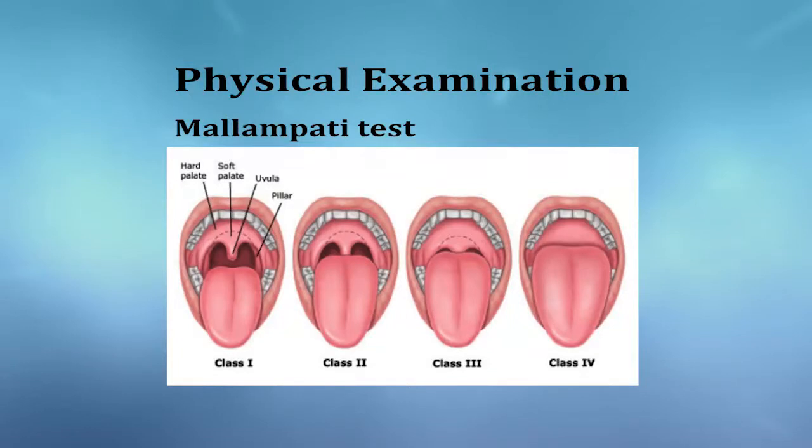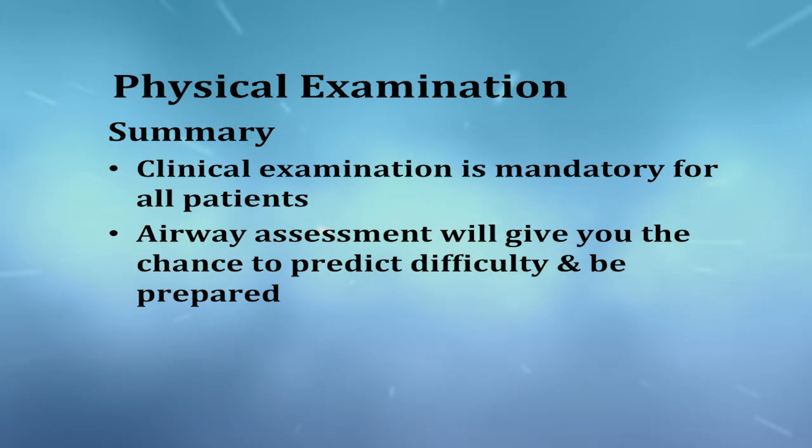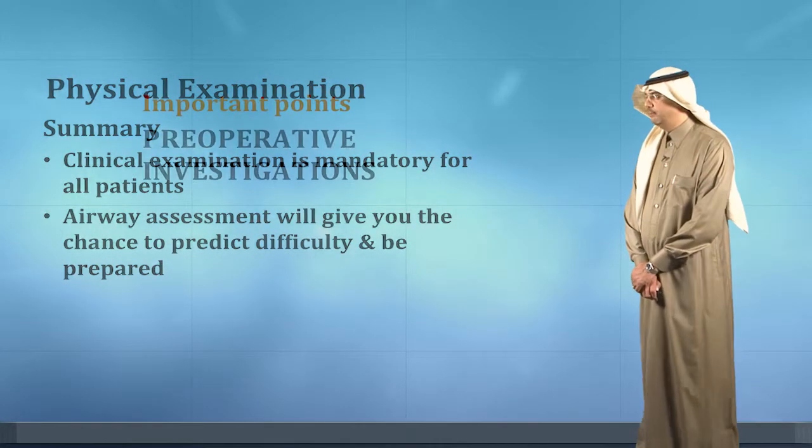This slide shows the Mallampati test classification, which is based on the visual interpretation between the base of the tongue and the roof of the mouth, including the hard and soft palates, uvula, and pillars. As we can see, it is classified from class 1 to class 4, indicating an increased possibility of morbidity with classes 3 and 4 during induction of anesthesia. So in summary of physical examination evaluation, it is mandatory for all patients, and airway assessment will give you the chance to predict difficulty, be prepared, and anticipate any problems during the anesthesia.